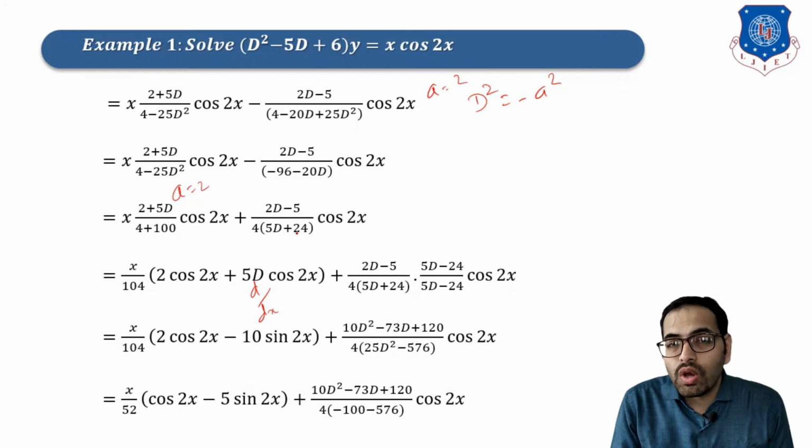For that, what we have to do? Take the conjugate in the second term. For that, multiply and divide with 5d minus 24. Then in the second term, we take the conjugate and simplify that term.